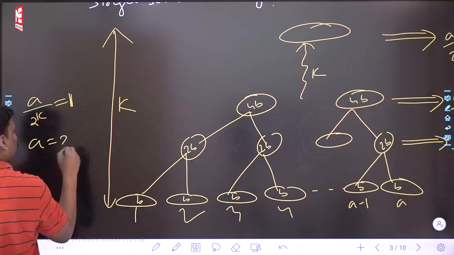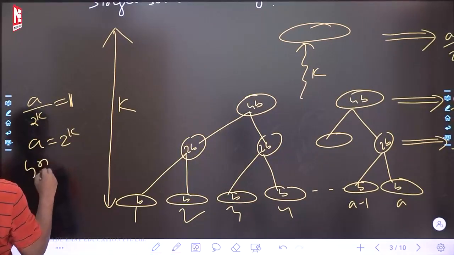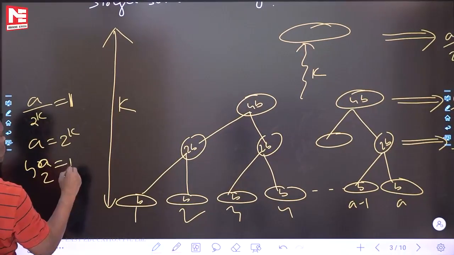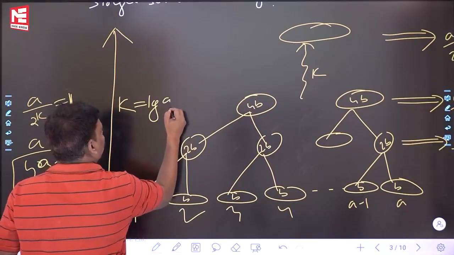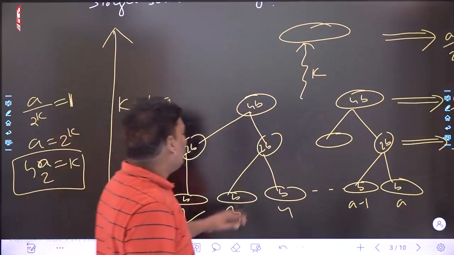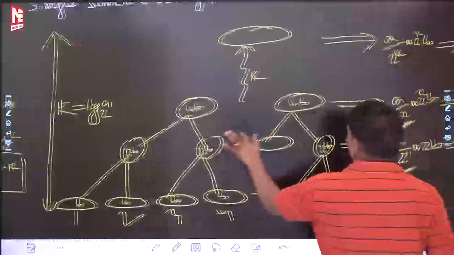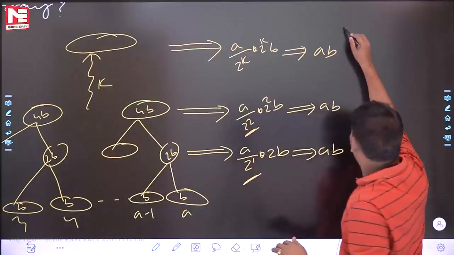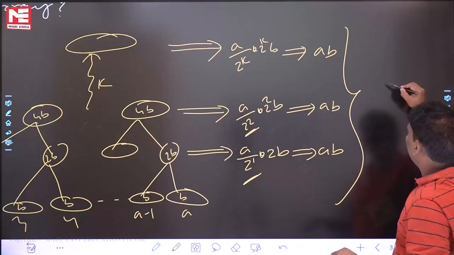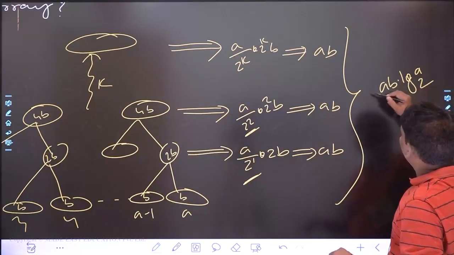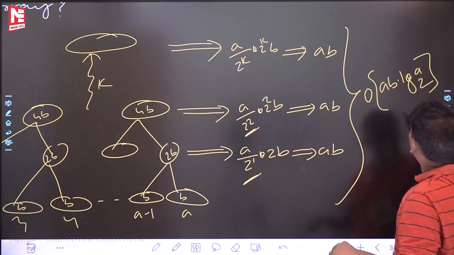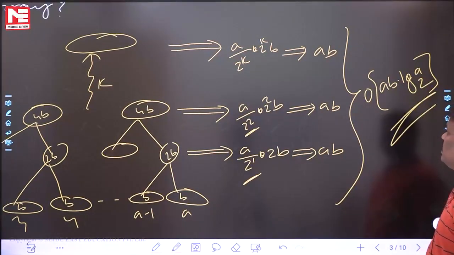So, a is equal to 2^k. Next, log a base 2 is equal to k. K is log a base 2. Every level cost is ab. So, can you say what is the total cost? ab into log a base 2, big O of that, this is the time complexity. Every level cost ab, number of levels are log a base 2, total cost is ab log a.